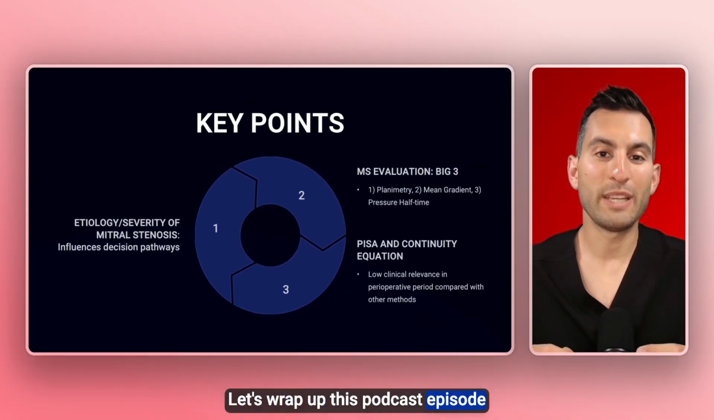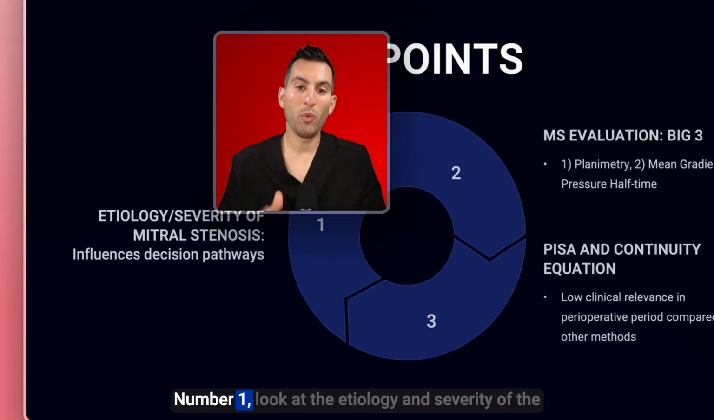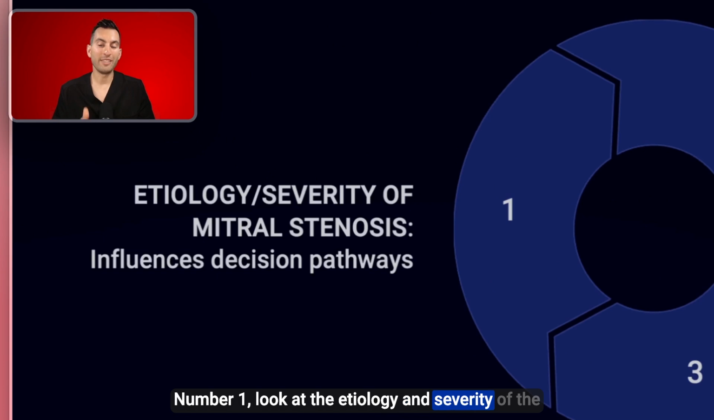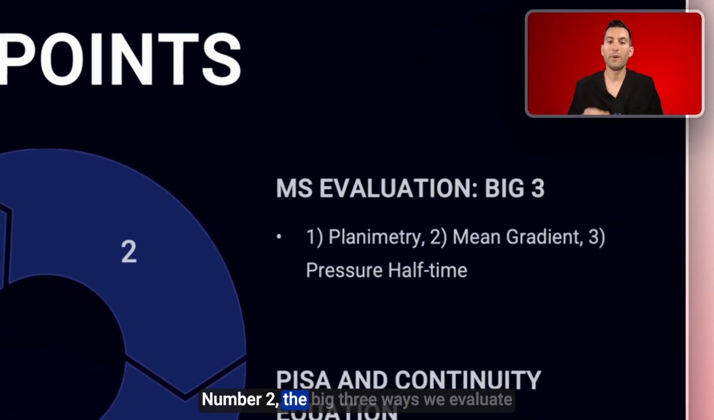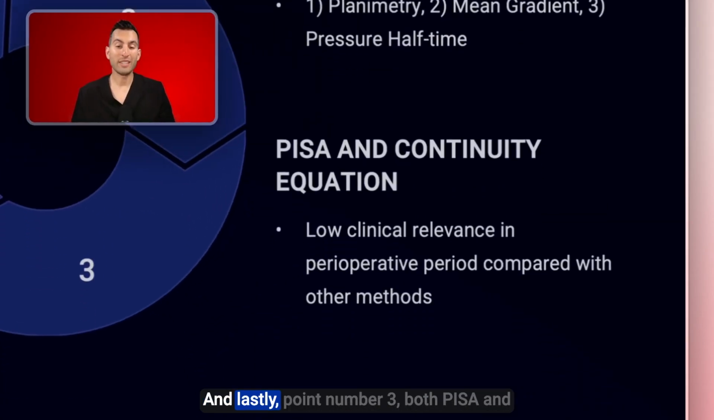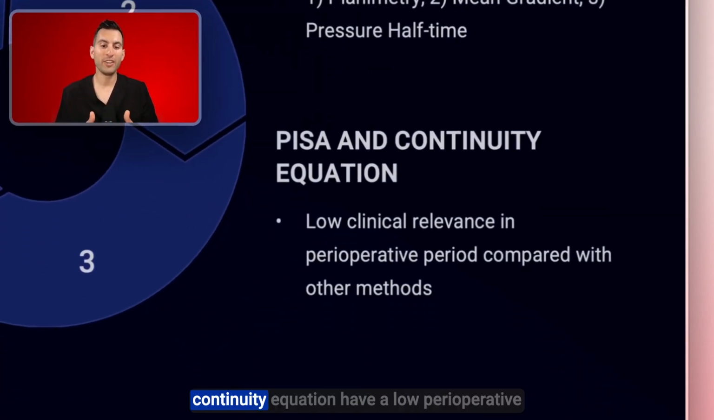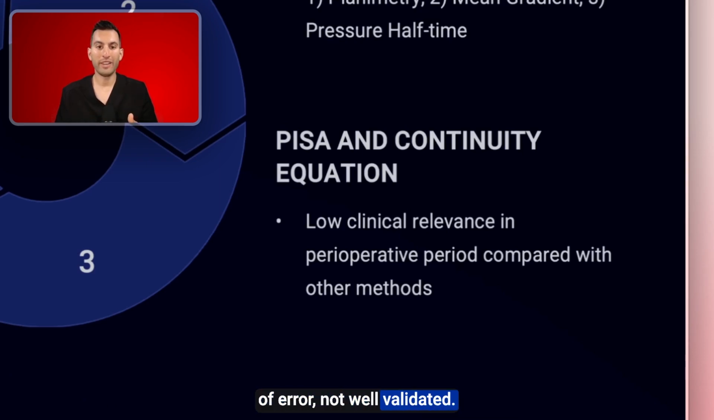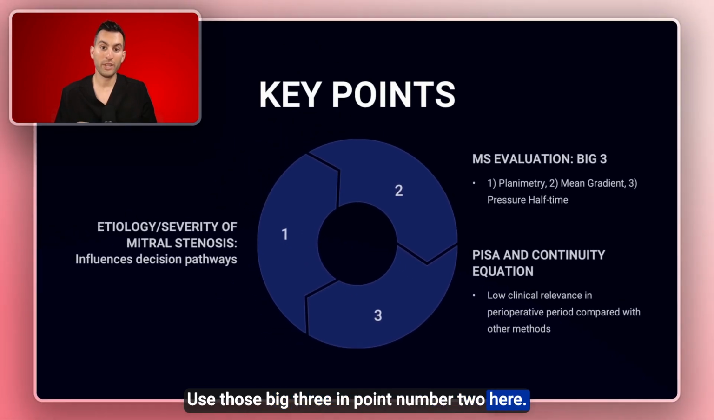Let's wrap up this podcast episode by looking at a few key points. Number one, look at the etiology and severity of the mitral stenosis, as these are a few major factors that influence the mitral stenosis decision pathways. Number two, the big three ways we evaluate mitral stenosis are with planimetry, mean gradient, and pressure halftime. And lastly, point number three, both PISA and continuity equation have low perioperative clinical relevance compared to other methods. There's numerous sources of error, not well validated. Use those big three in point number two here. Those are going to be your bread and butter for mitral stenosis evaluation.